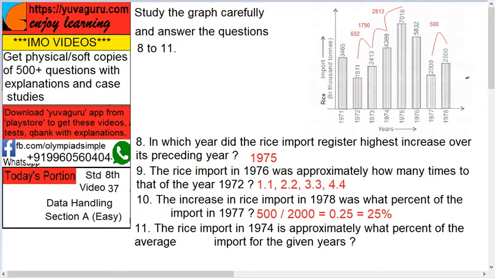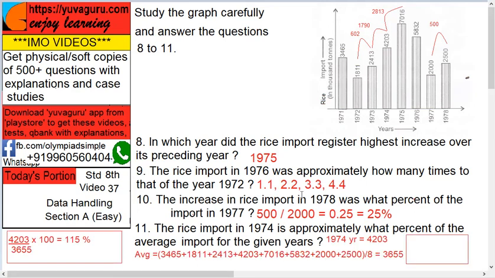So 500 is what percent of the import in 1977? That is 2000. So 500 is what percent of 2000? So 500 upon 2000. Remember this, we want the increase. So 500 upon 2000 is 0.25. If you want to convert it to percentage, multiply by 100, 25%.